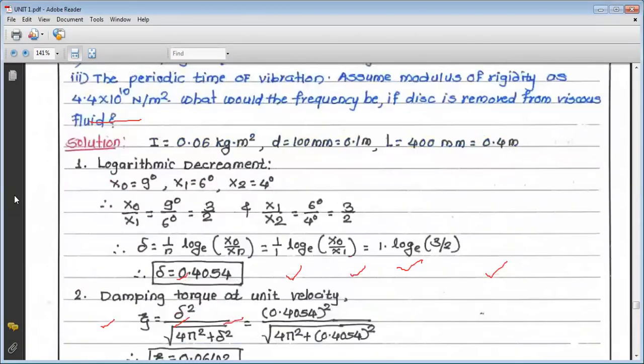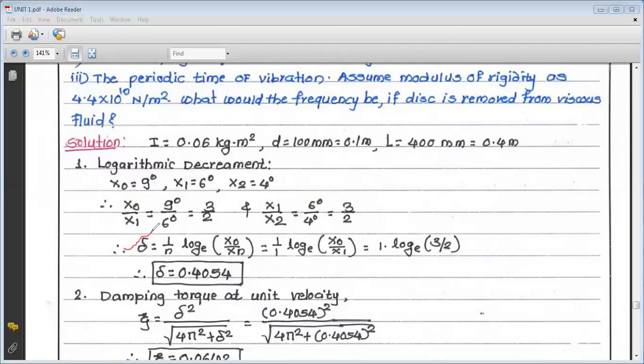From that we can find out any two successive amplitude ratio. So x0 upon x1 is 3 by 2, and again x1 upon x2 is the same, 3 by 2. We know that delta is equal to 1 upon n log to the base e of x0 upon x1. Now I have taken the ratio x0 upon x1, so there is only one cycle. So 1 upon 1 log to the base e x0 upon x1.